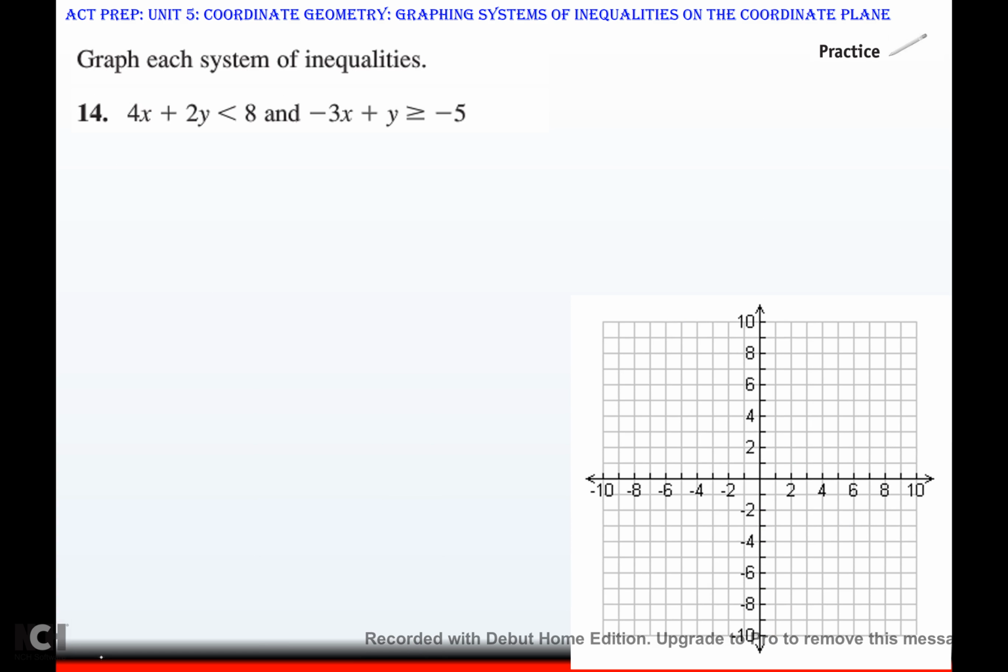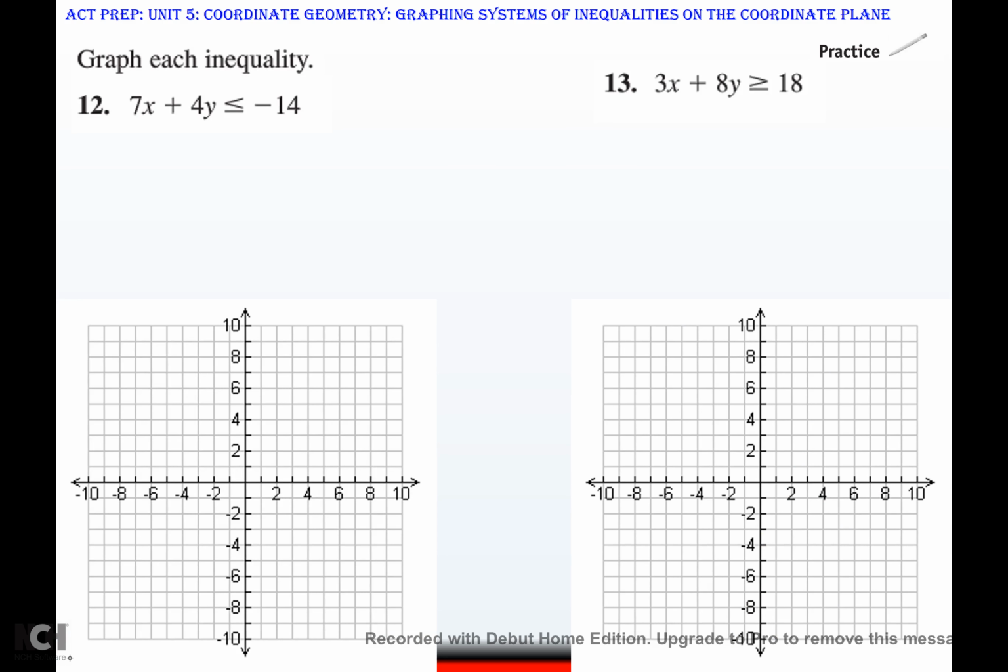Alright. Oops. Did I skip one? I did. Alright, 12. Okay, we're going to get y alone, so I'm going to minus 7x, minus 7x. I get 4y less than or equal to negative 7x minus 14. Divide by 4, by 4, by 4. I get y is less than or equal to negative 7/4 x minus, and if you divide that out, you get 3.5. So I'm going to start at negative 3.5, and the monkey says go down 7, right 4.